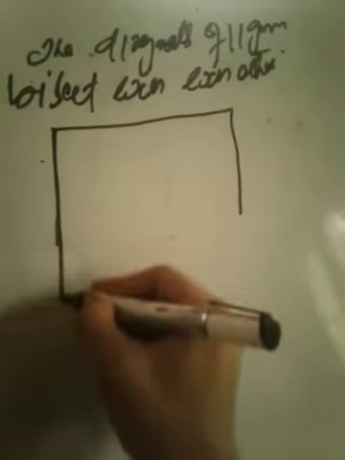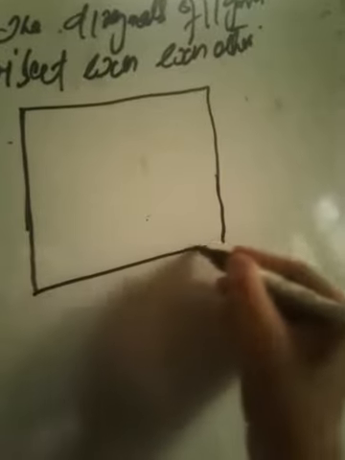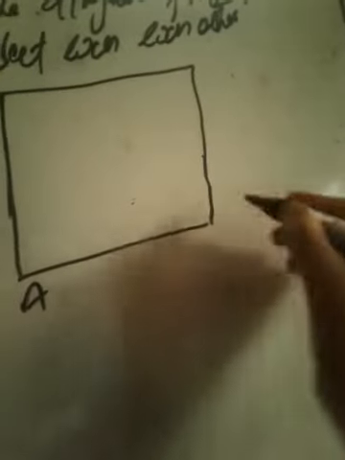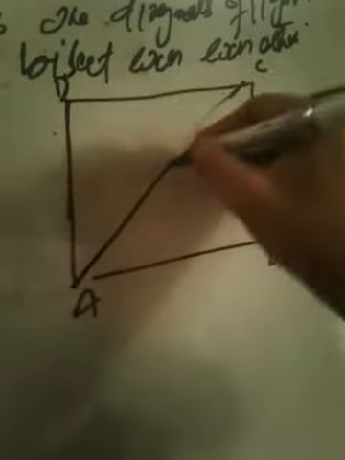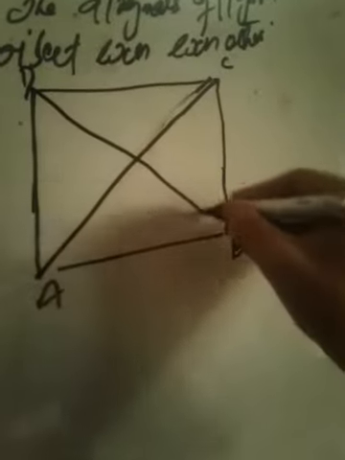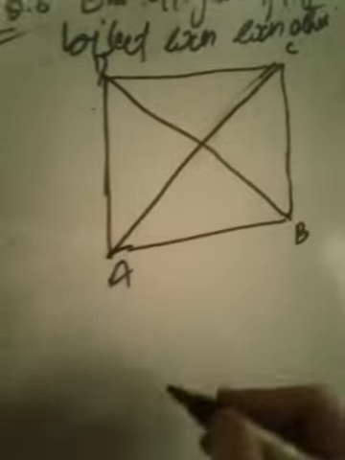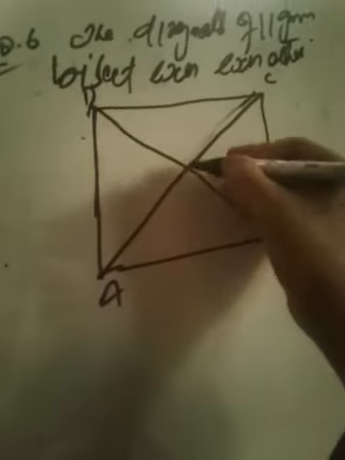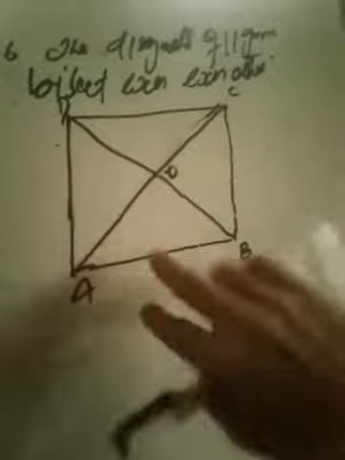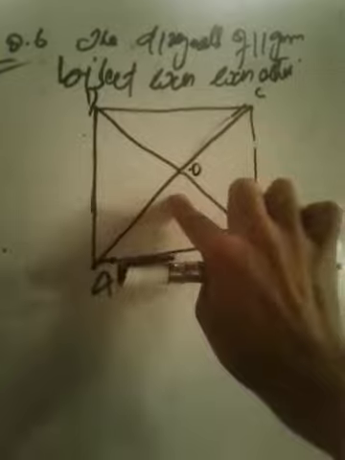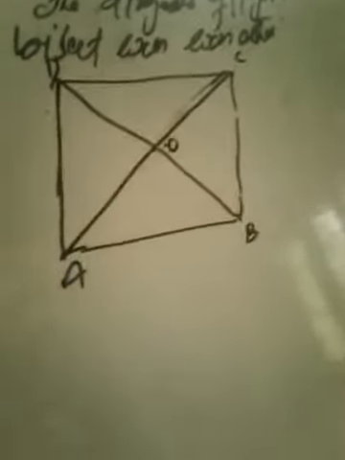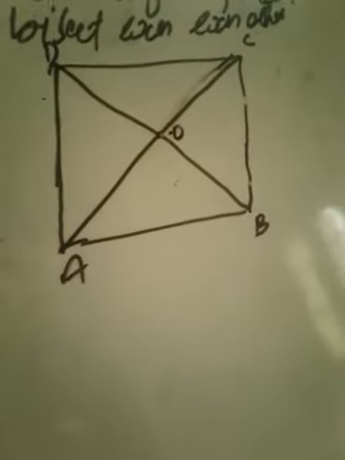We have a parallelogram, suppose ABCD, and these are the diagonals AC and BD. Let us name the point of intersection O. We have to prove that the diagonals AC and BD bisect each other. Bisect means OA equals OC, OB equals OD. We have to prove this theorem.